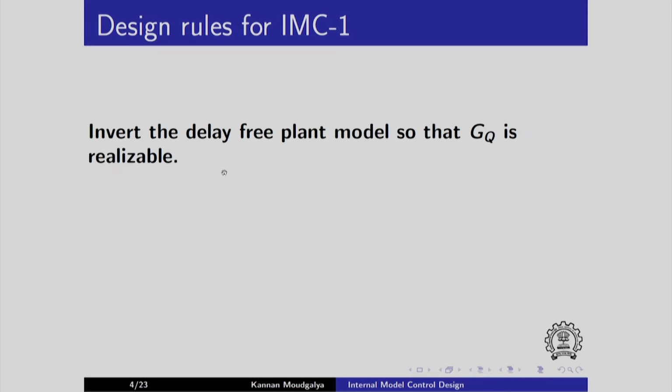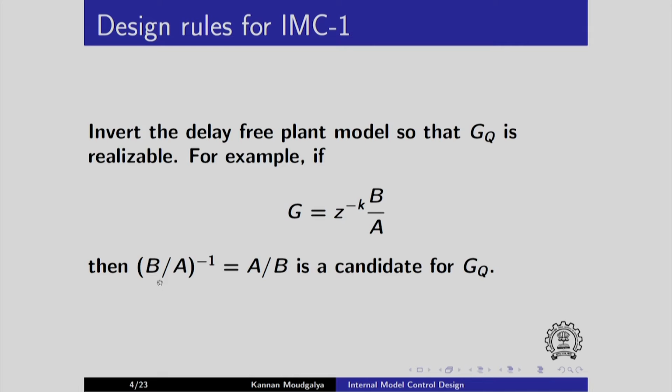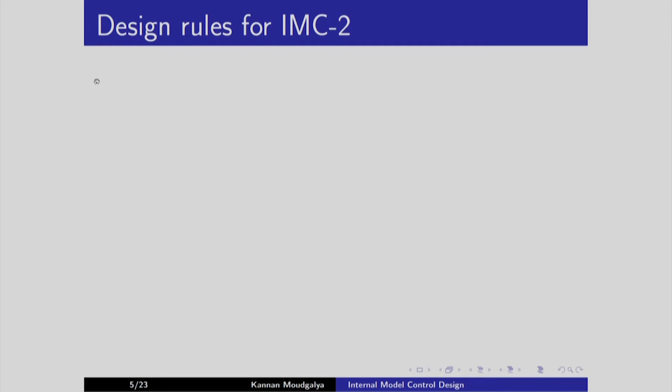First rule: invert the delay free plant model so that GQ is realizable. For example, if G equals z power minus k into B by A, then B by A inverse equals A by B is a candidate for GQ. We assume that all the delay is factored into this z power minus k. The second design rule is given now.